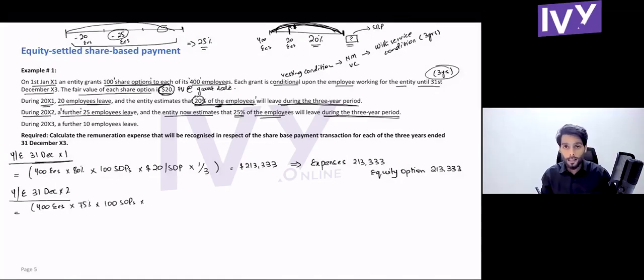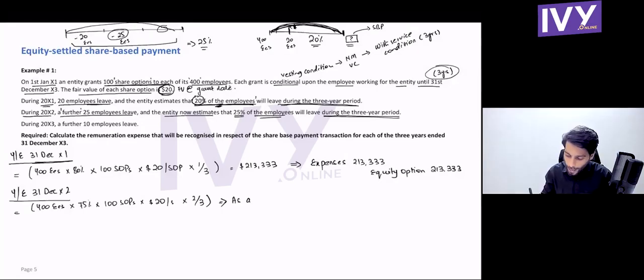At the end of second year, what will these SOPs be worth? They will still be worth $20. You know why? Because we always take fair value at grant date. We do not revalue. And since we are in the second year, we will do 2 by 3.